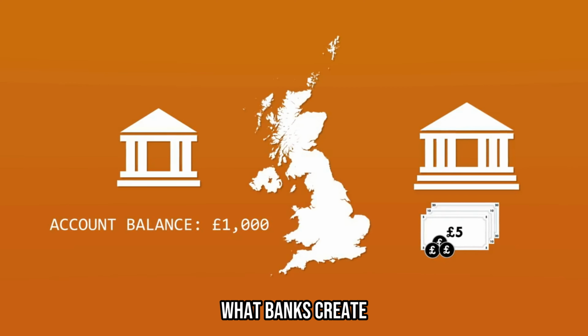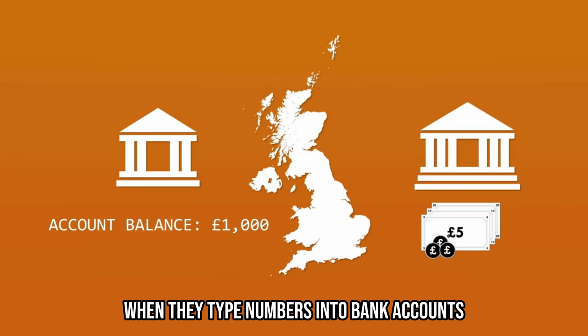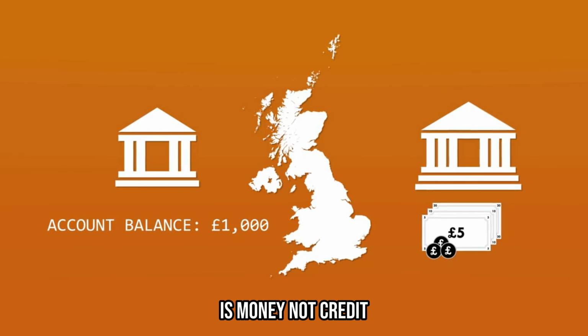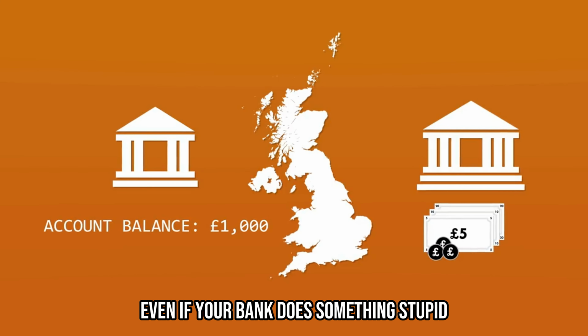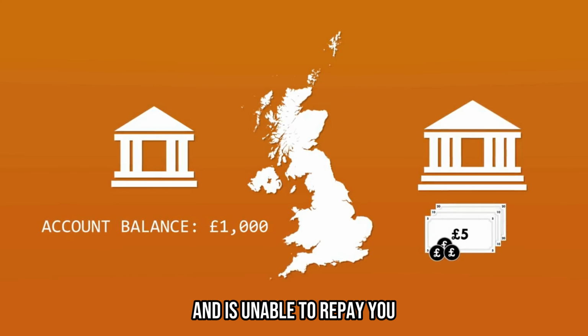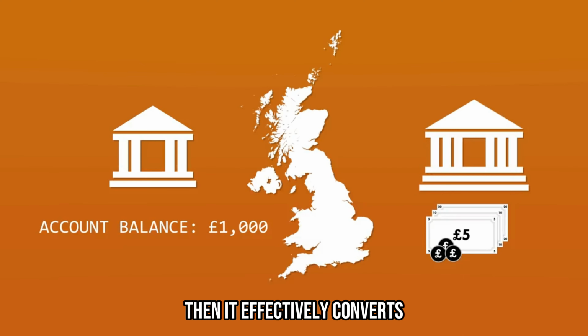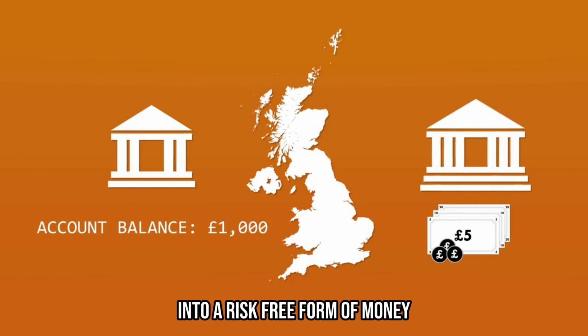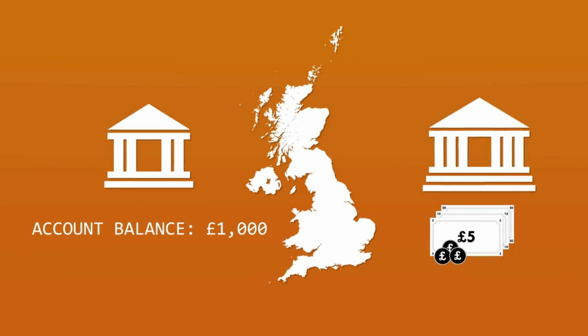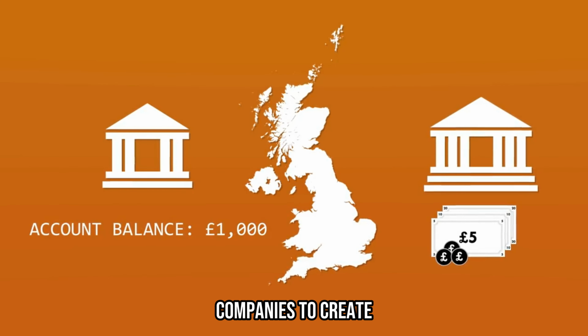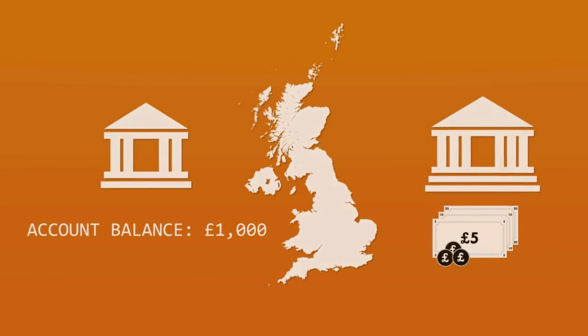In other words, what banks create when they type numbers into bank accounts is money, not credit. When the government steps in to guarantee that you won't lose a penny even if your bank does something stupid and is unable to repay you, then it effectively converts the risky credit of the bank into a risk-free form of money, backed up with taxpayers' funds, but which the government permits private companies to create out of nothing.